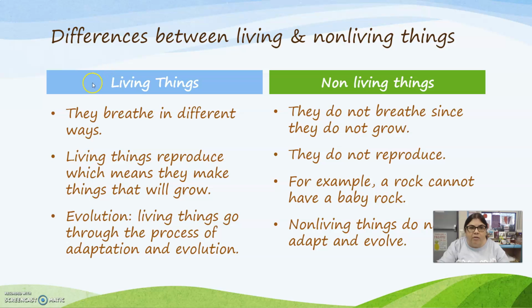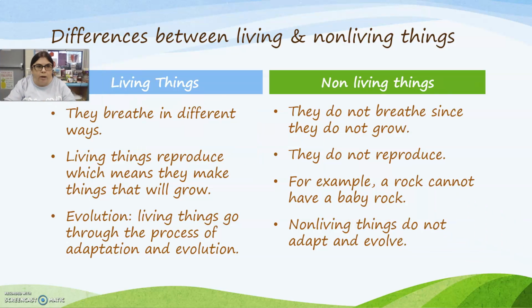Go back to the living thing side. They breathe in different ways. Living things reproduce, which means they make things that will grow. So for example, humans can reproduce and make more humans. Plants can reproduce and drop seeds and things like that and make more plants, different things like that.